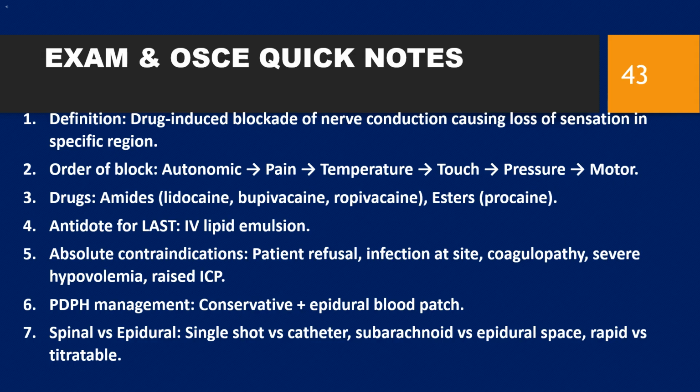1. Single shot versus catheter. Spinal anesthesia is typically a single injection, while epidural anesthesia involves placing a catheter for continuous infusion. 2. Subarachnoid versus epidural space. Spinal anesthesia is administered into the subarachnoid space, while epidural anesthesia is administered into the epidural space. 3. Rapid versus titratable. Spinal anesthesia has a rapid onset, while epidural anesthesia allows for titratable dosing.